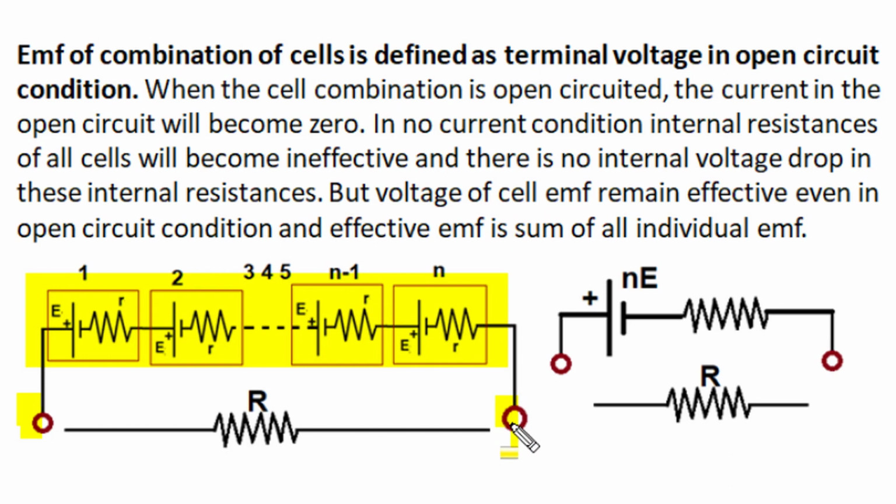And if we move from one terminal to another terminal, we'll find that all EMFs in an additive manner will add in voltage rise, and we'll get for n identical cells, each of EMF E, the total effective EMF of this series combination as nE, as the open circuited terminal voltage for this series combination. So that becomes the effective EMF of these n series connected identical cells of EMF E. So E EMF and n cells in series results in nE EMF.